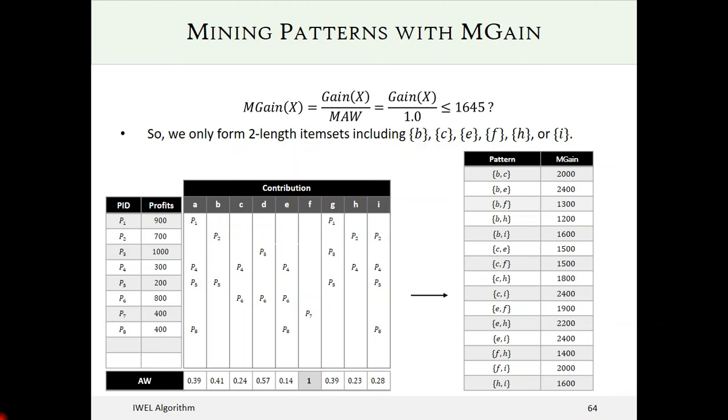In the table on the right here, you can find all possible two-length itemsets including two of these items.